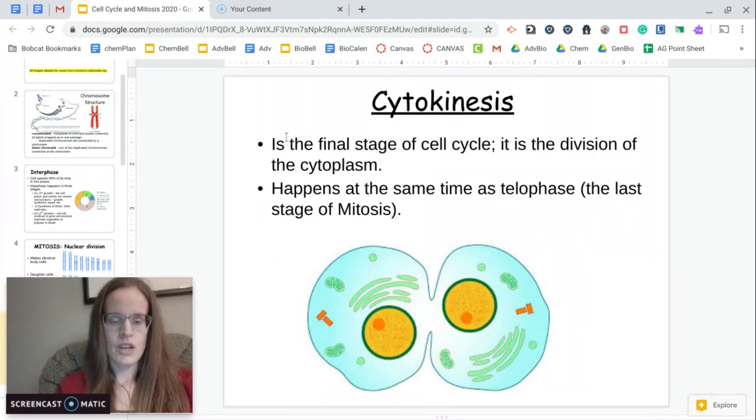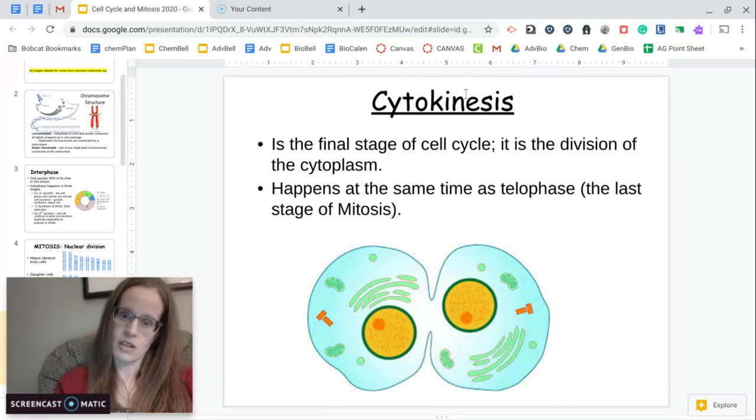After mitosis, now we're going to go back and talk about all the phases of mitosis, but the next main step after mitosis is cytokinesis. Cyto means cell, and kinesis means to move. So it literally means to move the cell. It's dividing the cell in half.